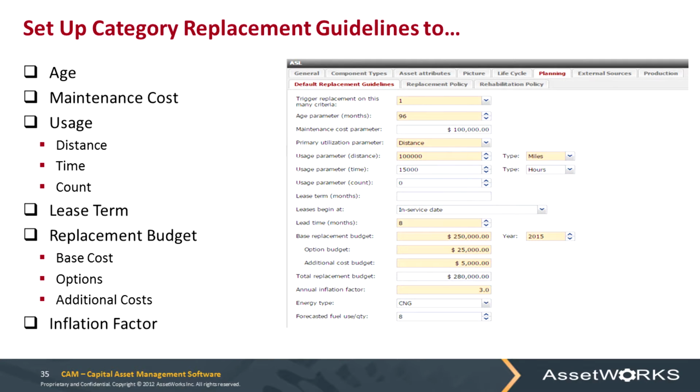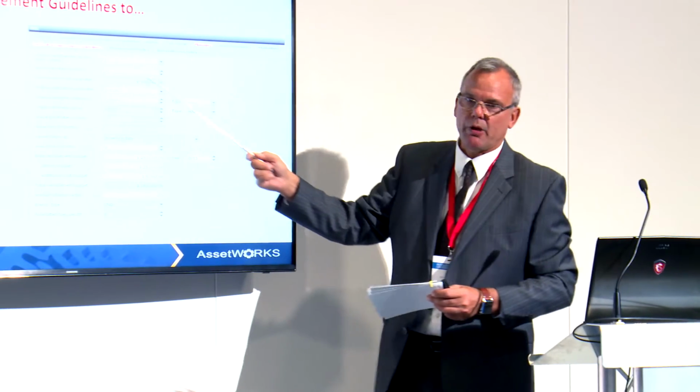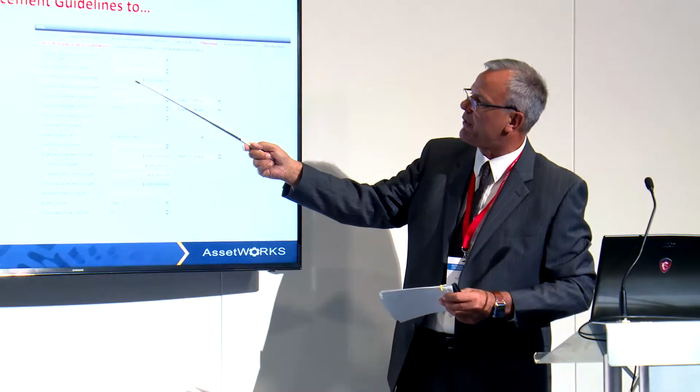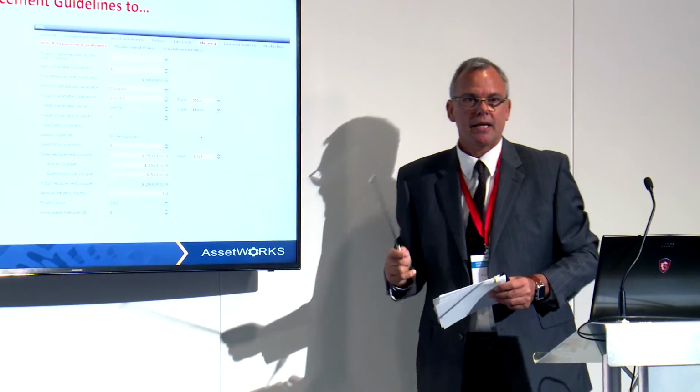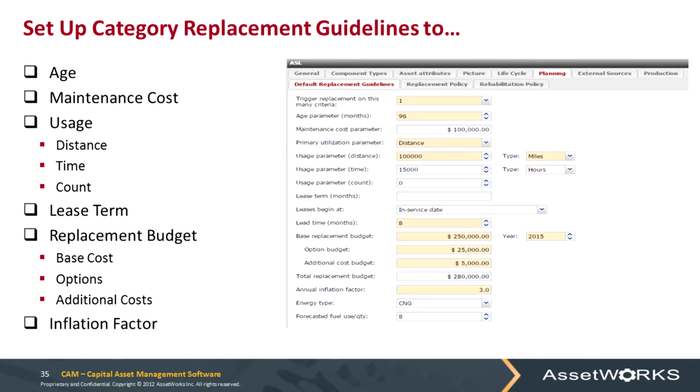When we're looking at our replacement plans, we're basically saying you can set up age, 96 months, your maintenance costs are $100,000, your distance is 100,000 miles, and those three elements are all user defined. So when you're looking at replacement, this trigger is on one. So when this group of assets get to 96 months, 100,000 maintenance or 100,000 miles, it will trigger a replacement forecast date. You could set that to 2, and it would have to hit 2 of those criteria before it forecasts that replacement date.